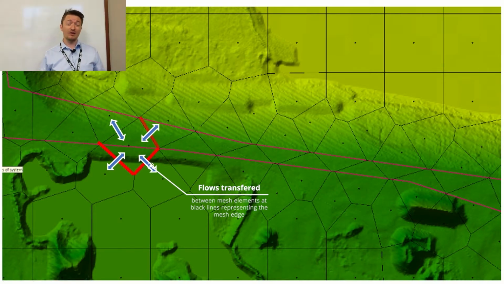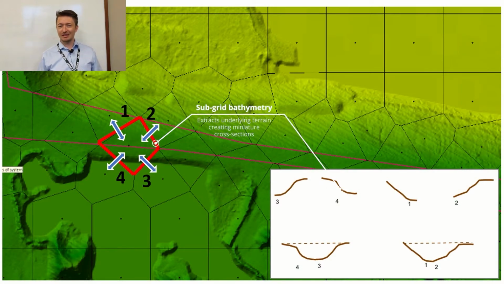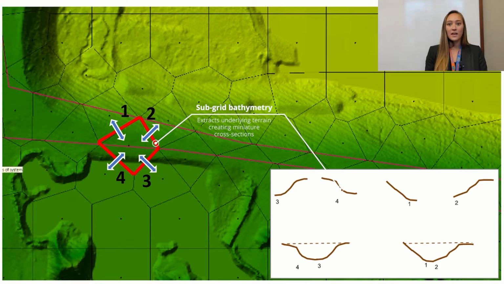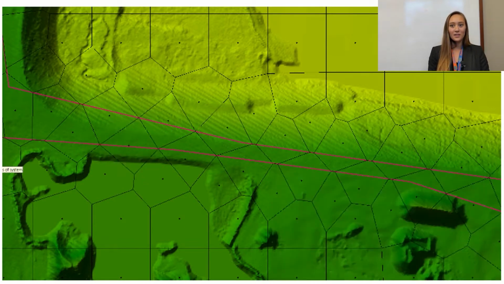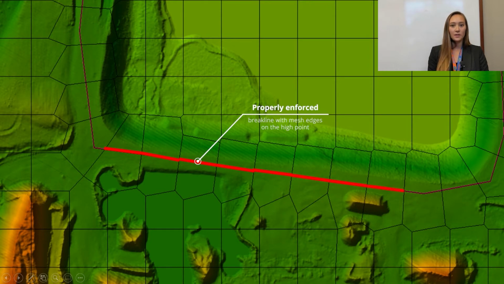You're talking about how in HEC-RAS 2D, using subgrid bathymetry, each face of the mesh element is represented by a cross-section, right? Yes, the flows in the model are directed from mesh element to mesh element based on these tiny cross-sections. When a break line is enforced into a mesh, new grid cells along the break line are created. As you can see here, a correctly enforced break line will have grid cell edges along the entire break line. That way, all tiny cross-sections along the break line accurately portray the terrain you're trying to enhance.